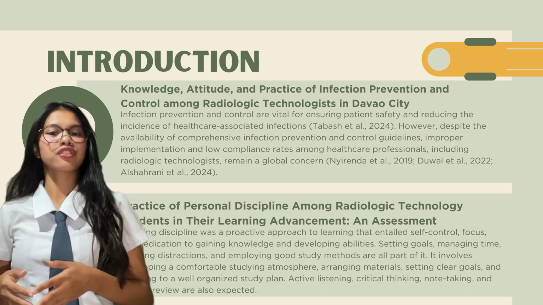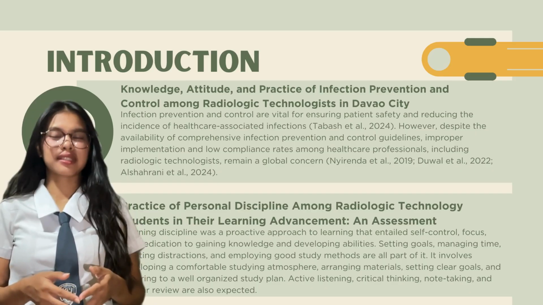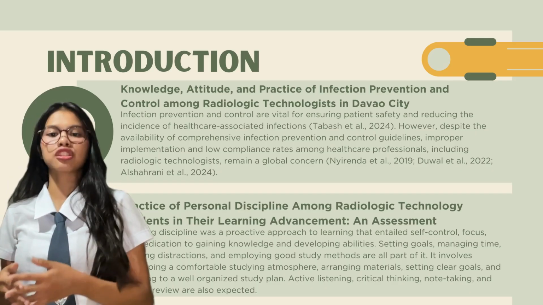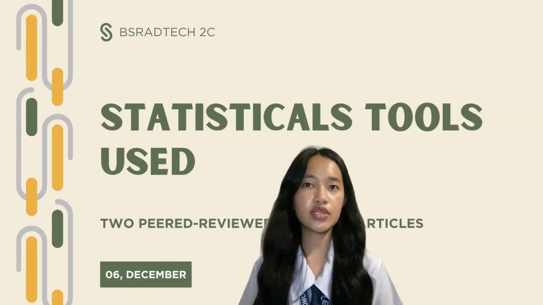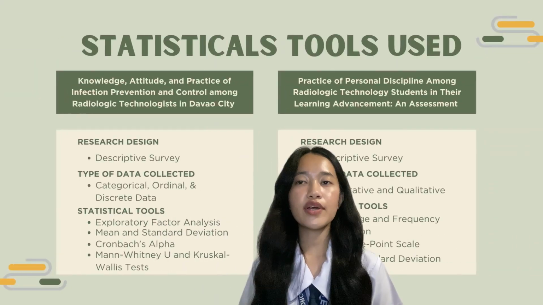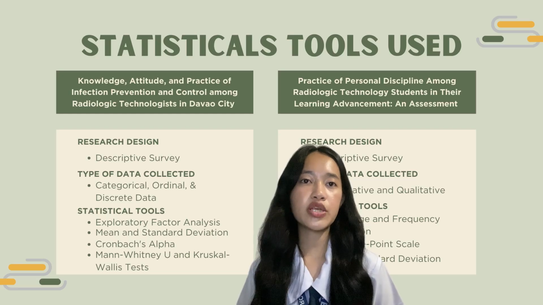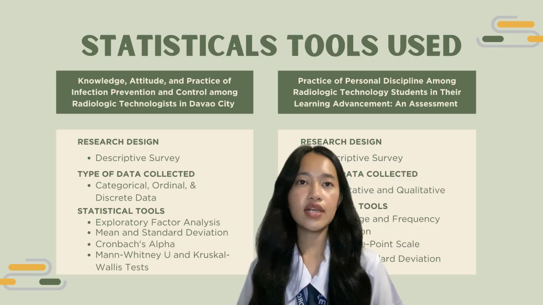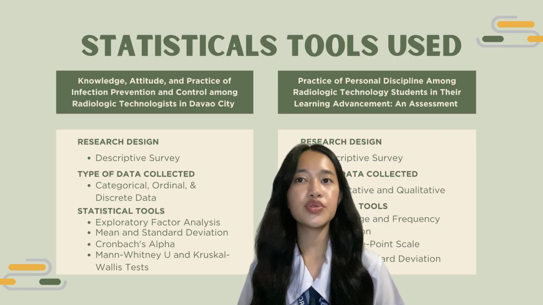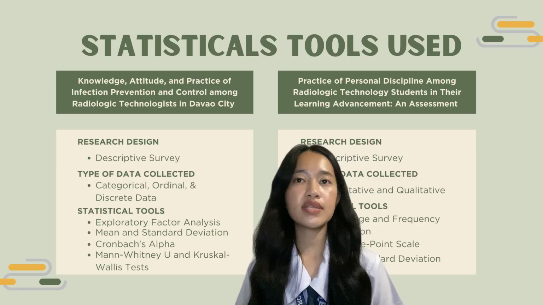It uses organized survey responses, Likert scale measurements, and statistical interpretations that match the competencies required. Here, it outlines the statistical tools used in two distinct research studies, both employing a descriptive survey design. The study on the knowledge, attitude, and practice of infection prevention and control in radiologic technologists collected categorical, ordinal, and interval data and relied on statistical tools like exploratory factor analysis, Cronbach's alpha for reliability, mean and standard deviation, and non-parametric tests like Mann-Whitney U and Kruskal-Wallis tests.